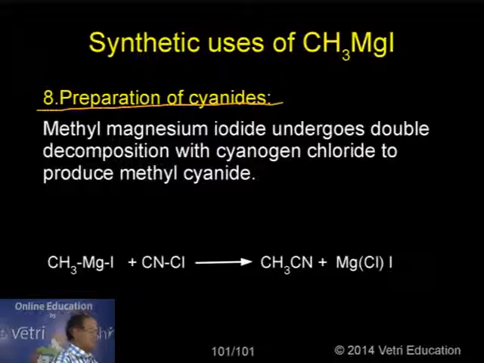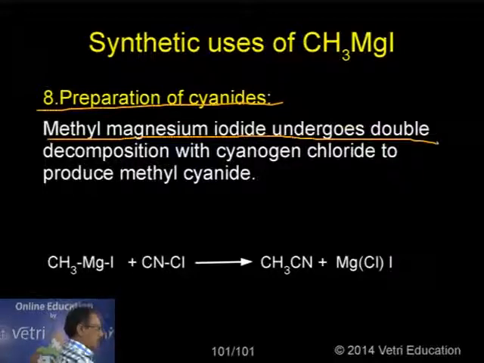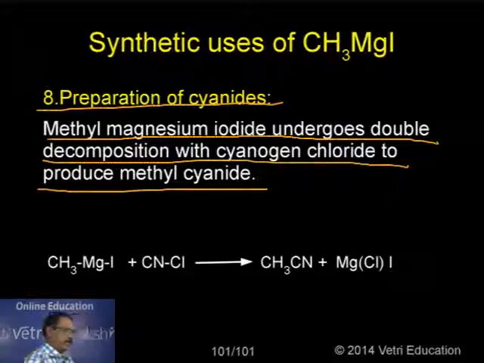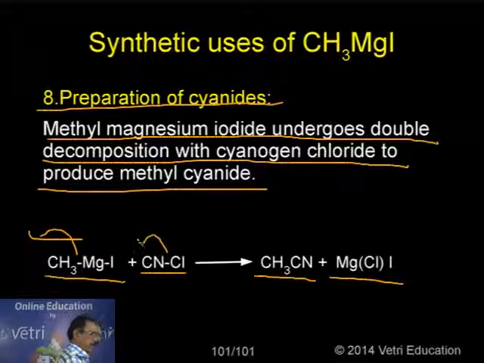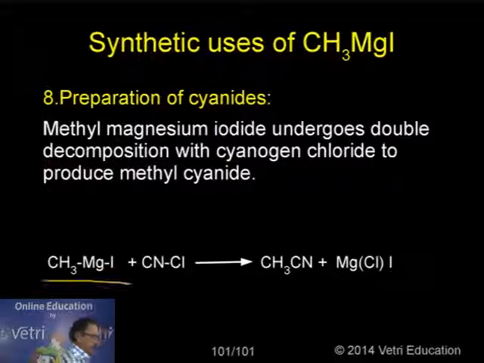Any cyanide I can prepare. Here, methyl magnesium iodide undergoes double decomposition with cyanogen chloride to produce methyl cyanide. What is the starting material? Methyl magnesium iodide and CNCl, to produce methyl cyanide and MgCl(I). In what way will it cleave now? It will cleave like this. So, I can now get it like this. Methyl magnesium iodide reacts with cyanogen chloride to produce methyl cyanide and MgCl(I).